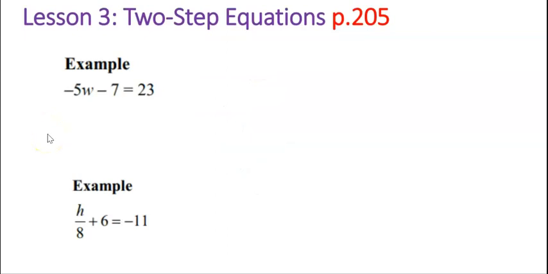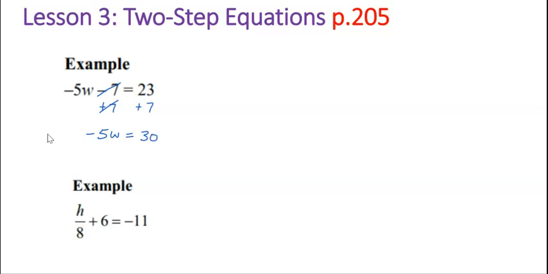Let's look at a couple more examples. Remember, we are going to move away any terms that are not including the variable, and then we will deal with the variable term last. So we have negative 5w minus 7 is equal to 23. We're going to get rid of the second term. The minus 7 is going to go away because we're going to add 7. We'll do the inverse there, canceling, and we do the same on the other side of the equation. Negative 5w is equal to 23 plus 7, which is 30.